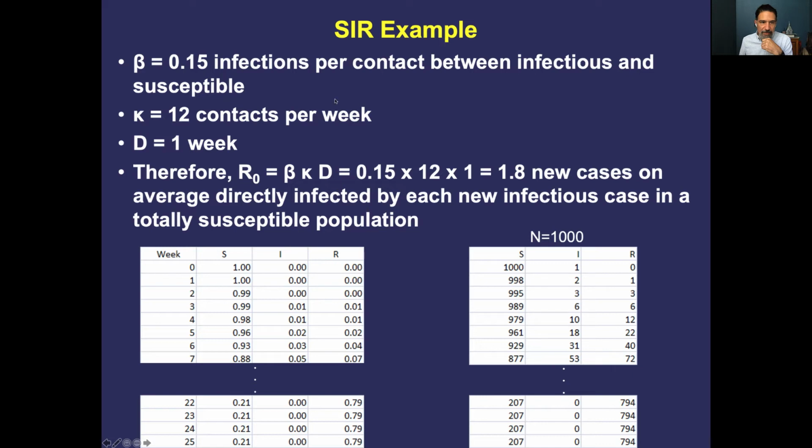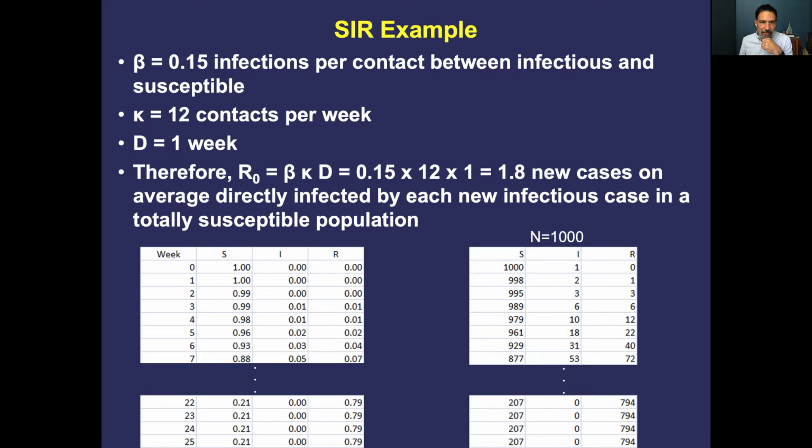But we make some assumptions about the agent. Let's say it's an agent for which the number of potentially infectious contacts between a person who's infectious and a person who's susceptible, that's beta, is about 0.15. And let's say that there are 12 such contacts on average per week.